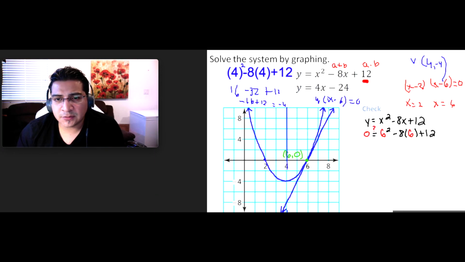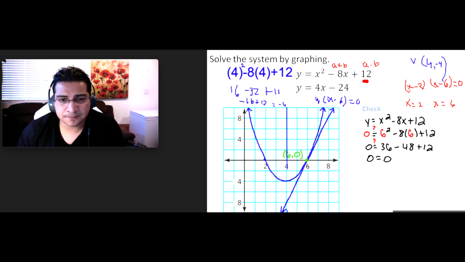Y equals x squared minus 8x plus 12. So all I need to do now is tell whether it's true or false. So I'm going to just evaluate this, and this is what I get. I get 36 minus 48 plus 12, which in this case is going to be 0 equals 0.